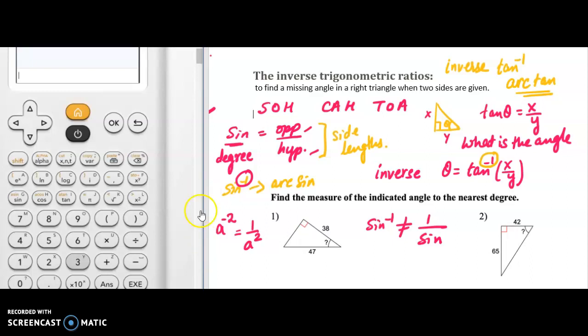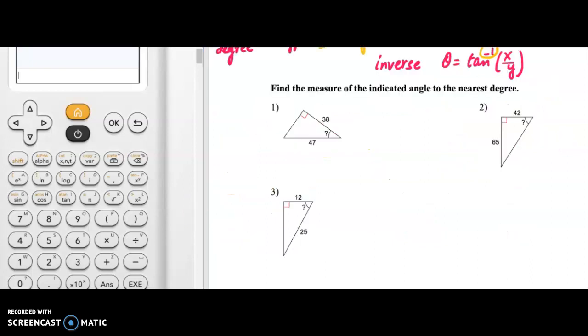Let's understand this using some examples. So we have 3 questions right here, and you can see the question mark is given in every question. That means we need to find that angle. I will solve 2 questions for you, and this one is for you to try. Okay, let's start question number 1.